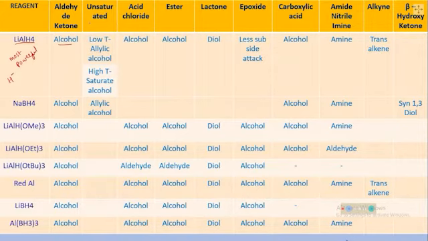Alpha beta unsaturated carbonyl at low temperature is reduced to allylic alcohol, and at high temperature it is reduced to saturated alcohol. Acid chloride is reduced to alcohol, ester is reduced to alcohol, lactone is reduced to diol, epoxide is reduced to alcohol. In this, hydride attacks the less substituted site, producing more substituted alcohol. Carboxylic acid is reduced to alcohol, amide, nitrile or imine is reduced to amine, alkyne is reduced to trans alkene.